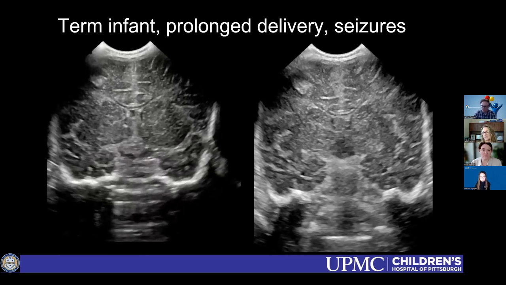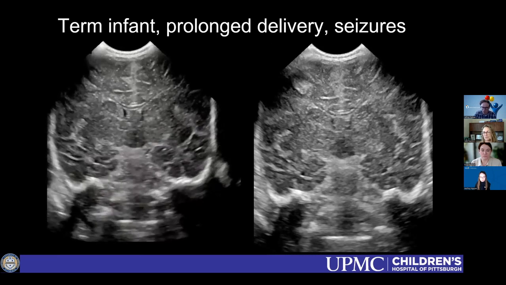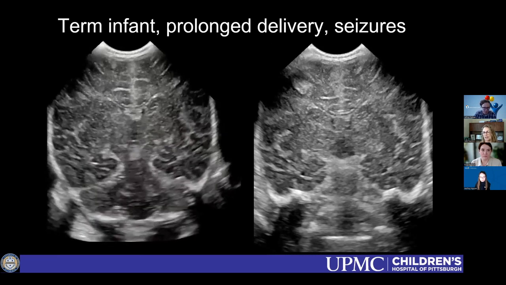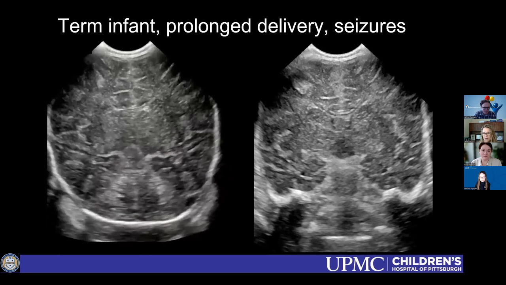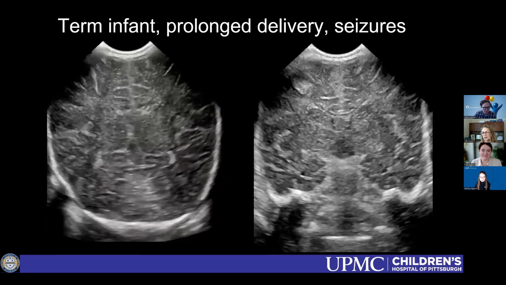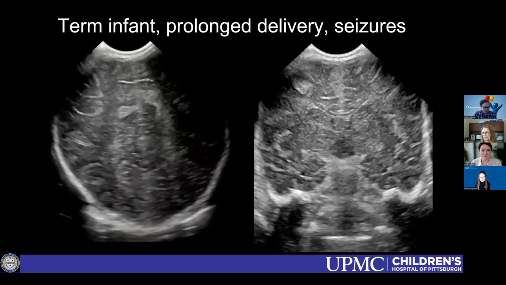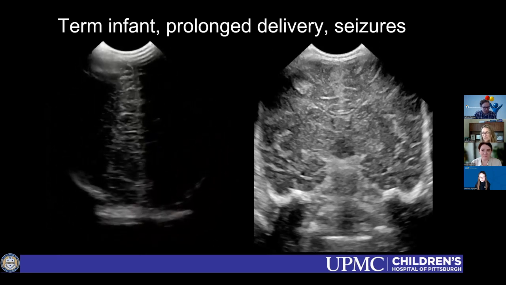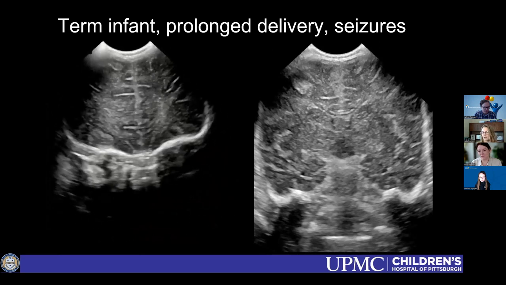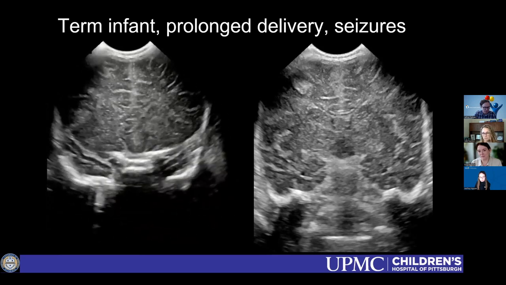And so I find these to be probably the most challenging, where everything is just a little bit off. So we do have a little bit of slit-like lateral ventricles, which can be normal, but the deep gray nuclei are just a little bit too bright. I'll let this play through one more time.